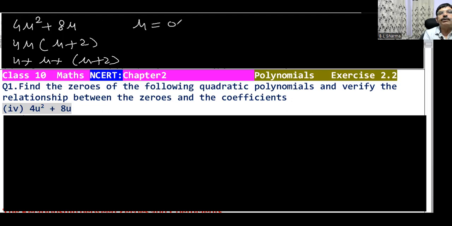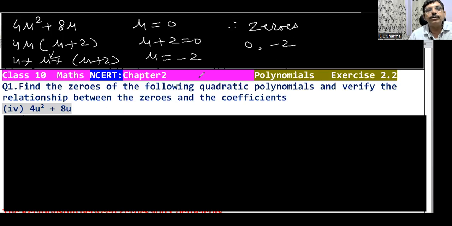Put each factor equal to 0. See, put u is equal to 0. And the second factor, u plus 2 is equal to 0, so u is equal to minus 2. Therefore, there are two zeros. The polynomial 4u square plus 8u has two zeros: one zero is 0 and the other zero is -2.